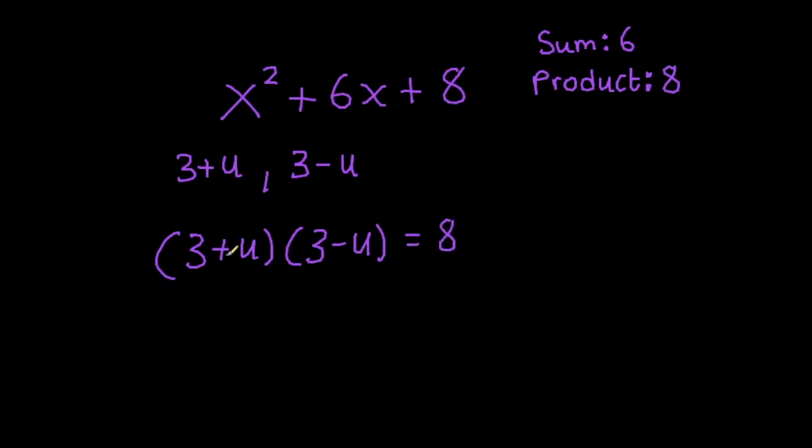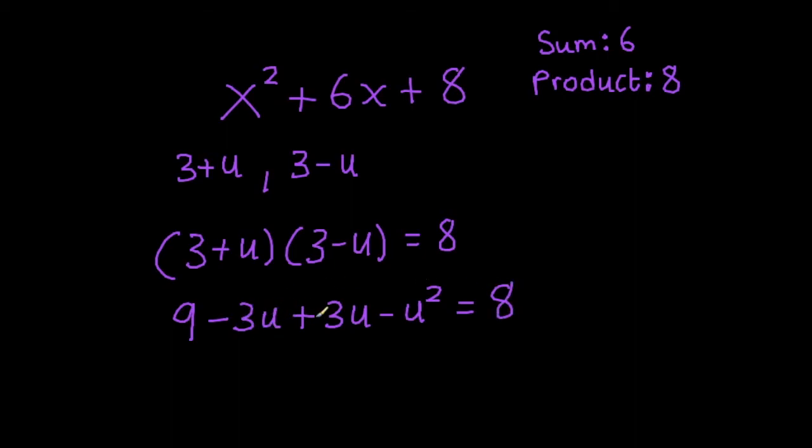Okay, so let's multiply this out. Let's solve for u here. 3 times 3 is 9. Then we have 3 times negative u, which is just negative 3u. Then we have u times 3, which is just positive 3u. And then finally we have u times negative u, which is negative u squared. And that we want to be equal to 8.